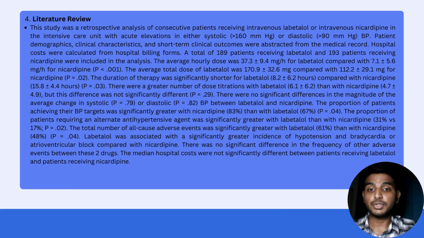Based on this literature review, it is known that the proportion of patients achieving their blood pressure target was significantly greater with nicardipine, at 83%, than with labetalol, at 67%. The proportion of patients requiring an alternate antihypertensive agent was significantly greater with labetalol than nicardipine. The total number of all-cause adverse events was significantly greater with labetalol than with nicardipine.